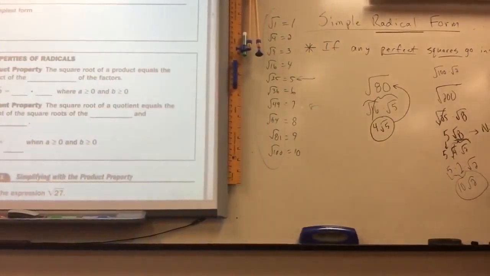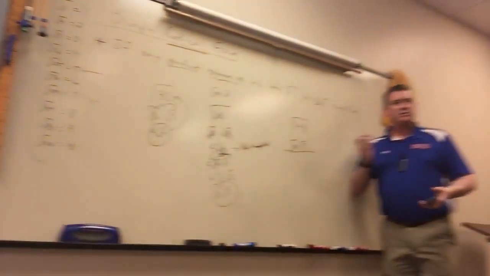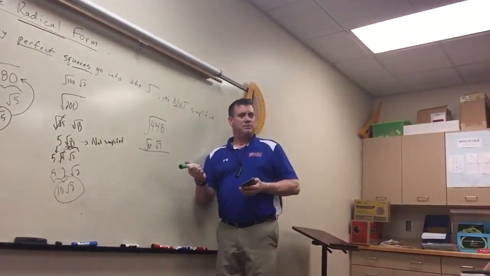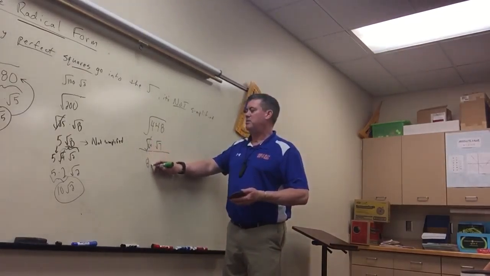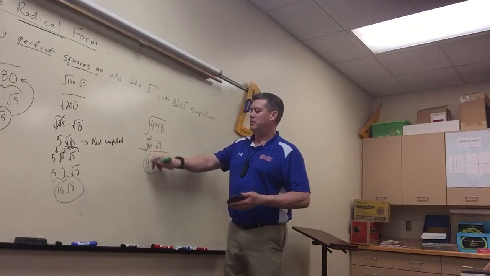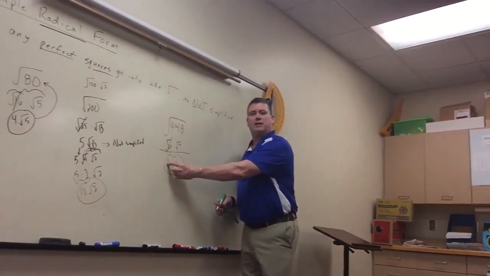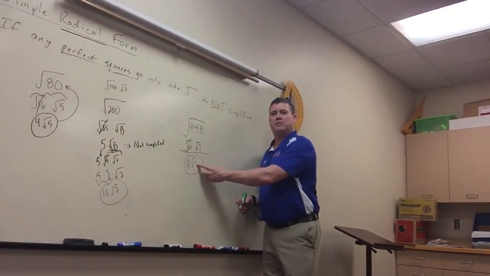So once you find those two, the next step should be the easy part. What does this make? Equal 8 square roots of 7. Because the square root of 64 is 8, square root of 7 just stays square root of 7 because it's simplified.